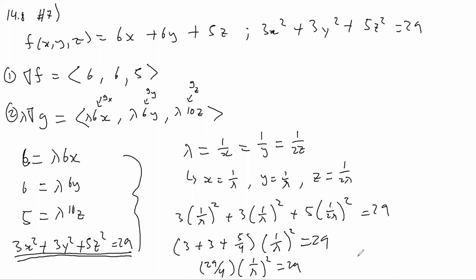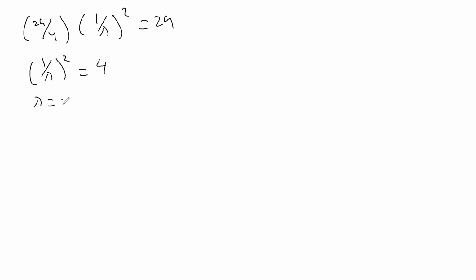And from this, let me pull up a new whiteboard. So we have 29 over 4 times 1 over lambda squared, which is equal to 29. And so 1 over lambda squared is equal to 4, and lambda is equal to plus minus 1/2. There you go. Okay, so lambda is plus minus 1/2. Now we're not done yet.